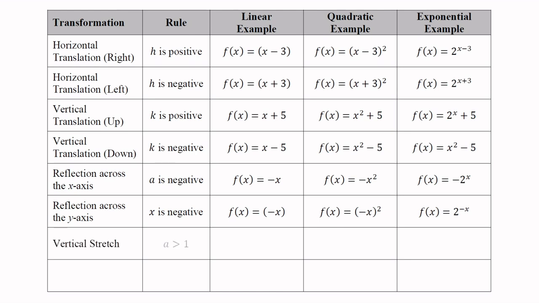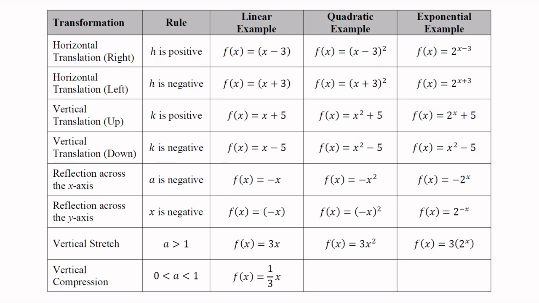A vertical stretch occurs when a is greater than 1, so you're going to have some value greater than 1 in front of your function. And a vertical compression happens when a is between 0 and 1, so you'll have some value between 0 and 1 in front of your function.